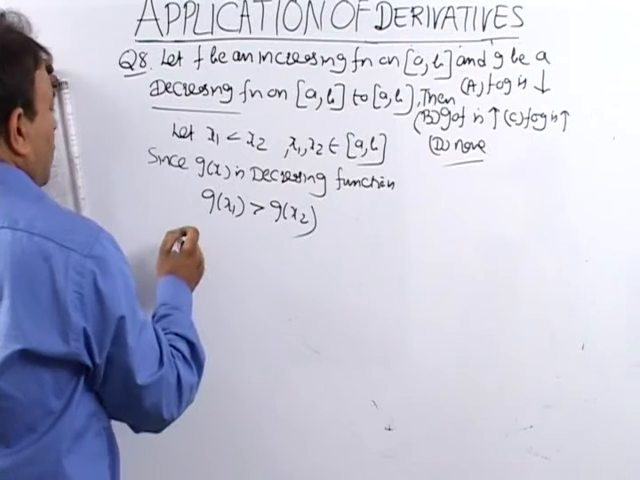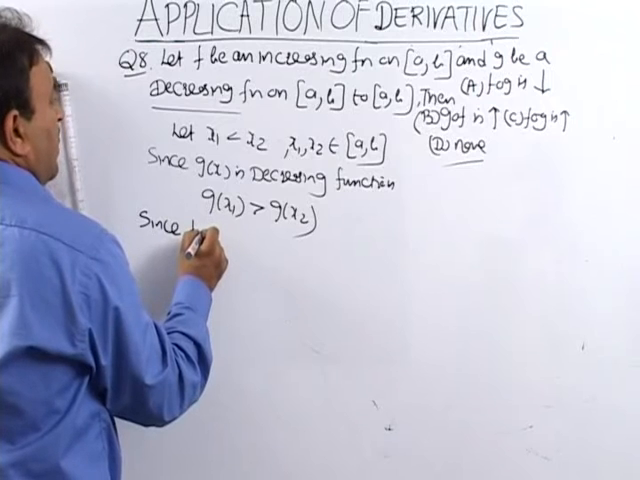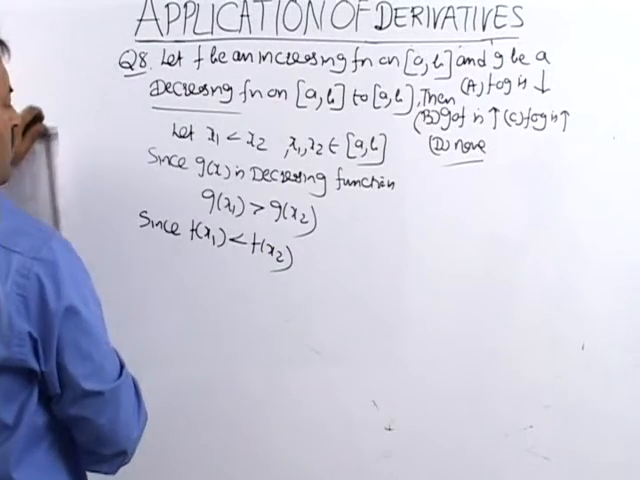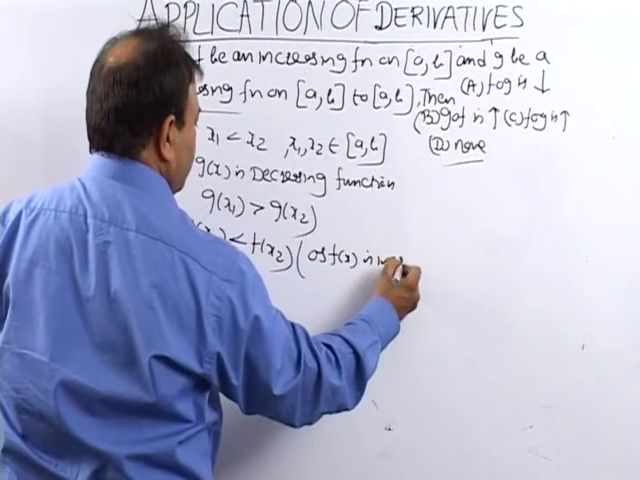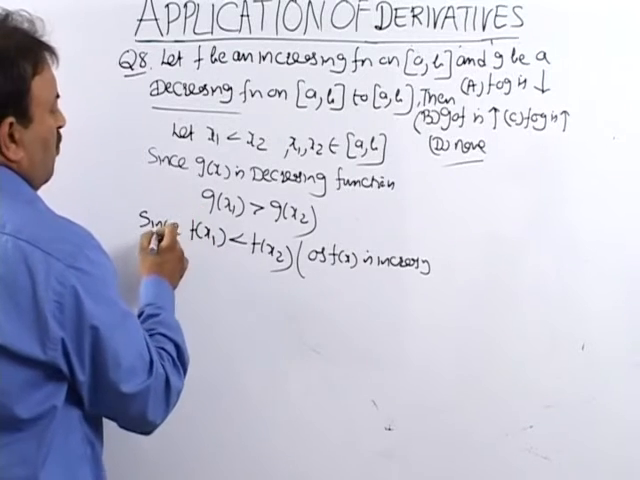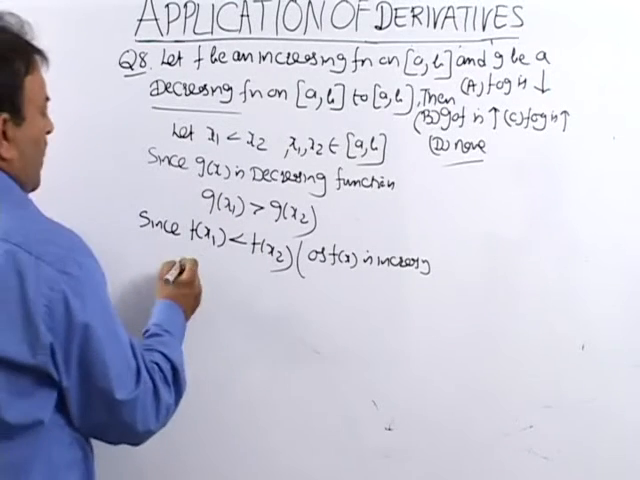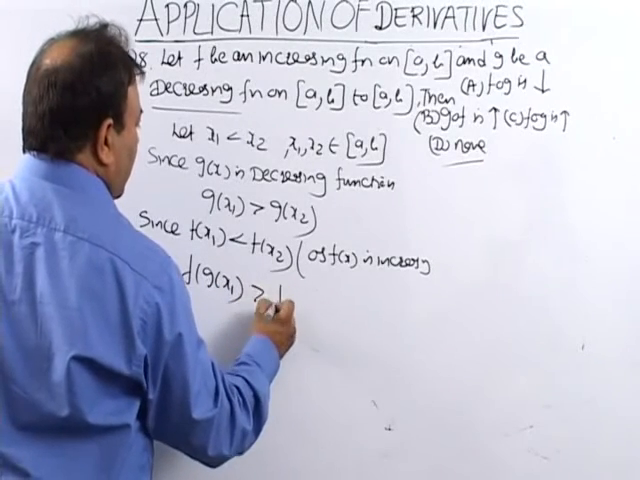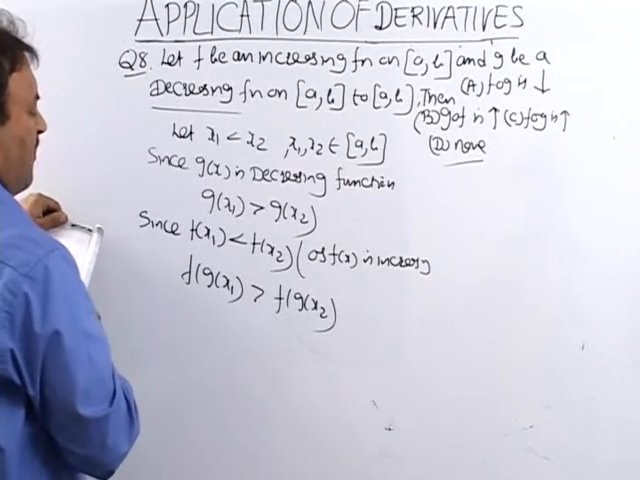Now it comes out to be next one, since fx1 is less than fx2, as fx is an increasing function. Fx is an increasing function, so we know that FOG and GOF, it comes out to be f of g of x1 should be greater than f of g of x2. F of gx1 is greater than f of gx2.